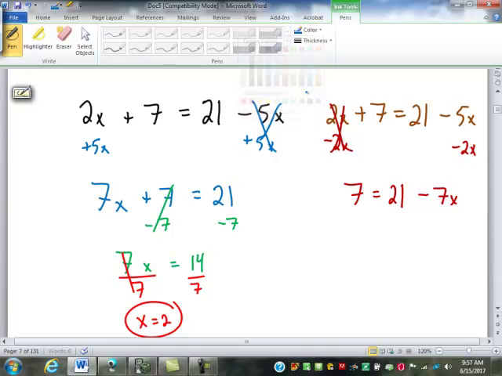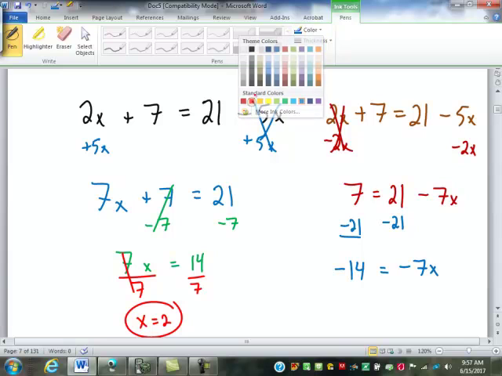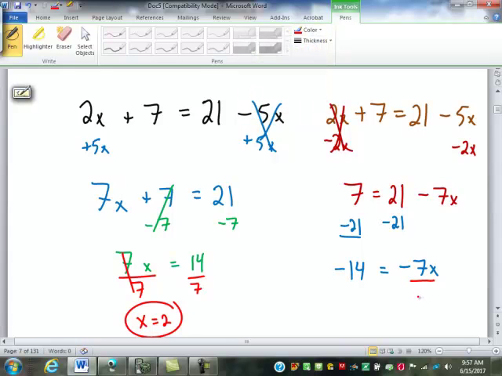Now to solve this, we would subtract 21. So we've got 7 minus 21. Here's another spot that's ripe for a mistake. 7 minus 21 is? Negative 14. Very good. Now what's our last step going to be? Divide by negative 7. Very good. So, again, another spot people forget to use the negative. Negative 14 divided by negative 7 is, again, a positive 2.